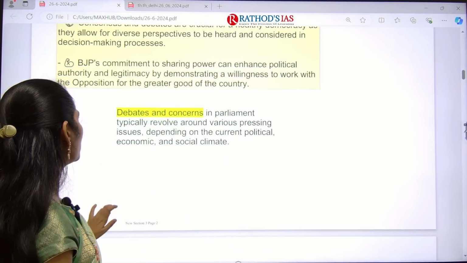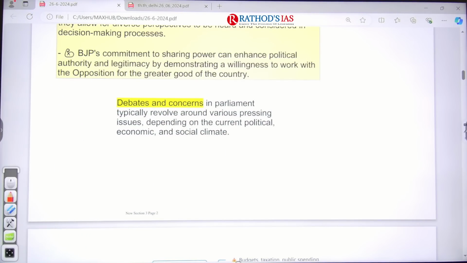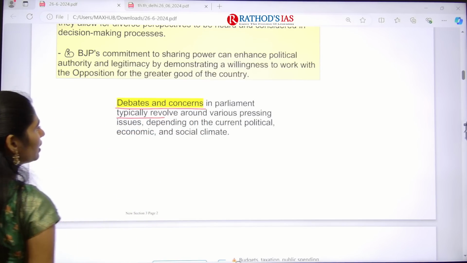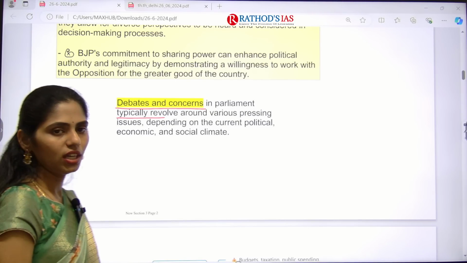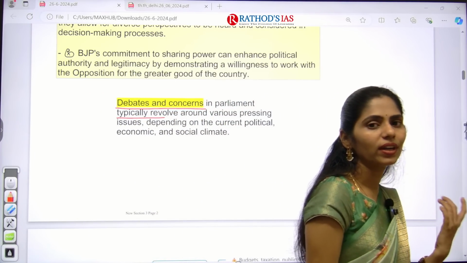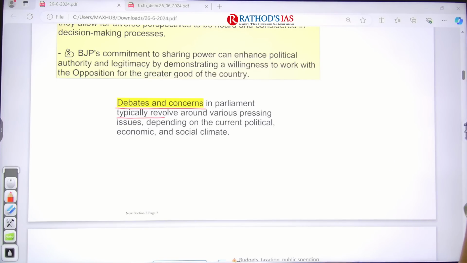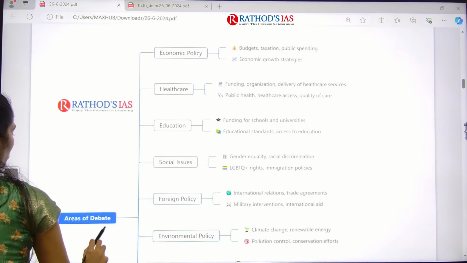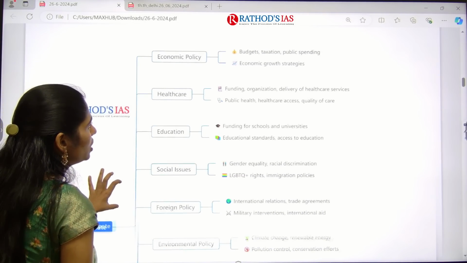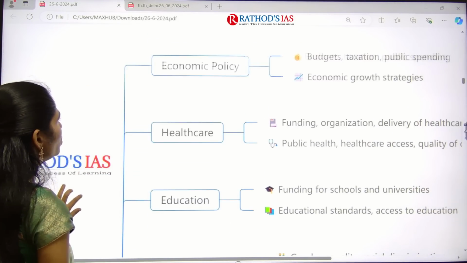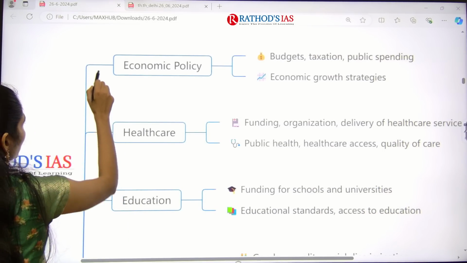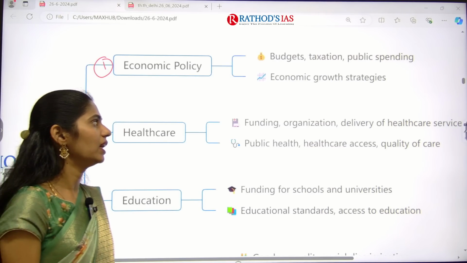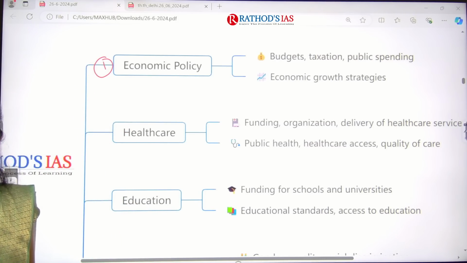So now let us try to understand what these debates and concerns are. So debates and concerns in the parliament typically revolve around various issues. Okay, so whenever they are having important issues or issues of public importance, they need to have debates and consensus. So which are the areas of discussions, areas of debates in our parliament? I will be zooming it so that you can understand. So first one is based on economic policy. So economic policies include budget, taxation, public spending, and overall economic growth strategies, on all these issues.